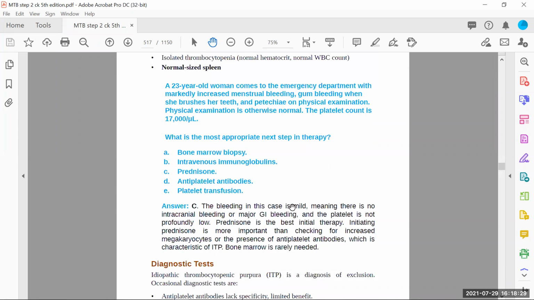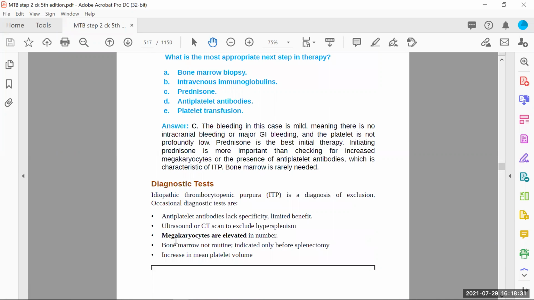Now, how are you going to diagnose? How to differentiate ITP from HSP, Henoch-Schönlein purpura? In Henoch, there is vasculitis. There is actually damage to the vessel wall. But in ITP, there is only a decreased amount of platelets.